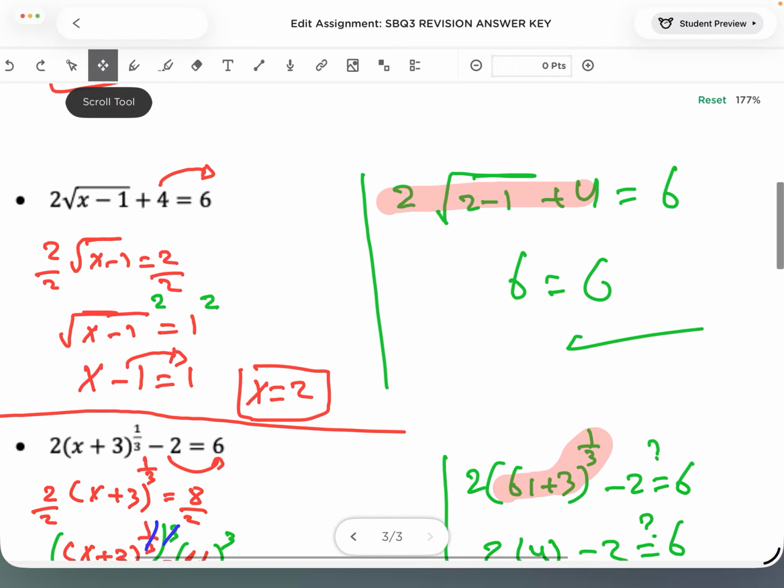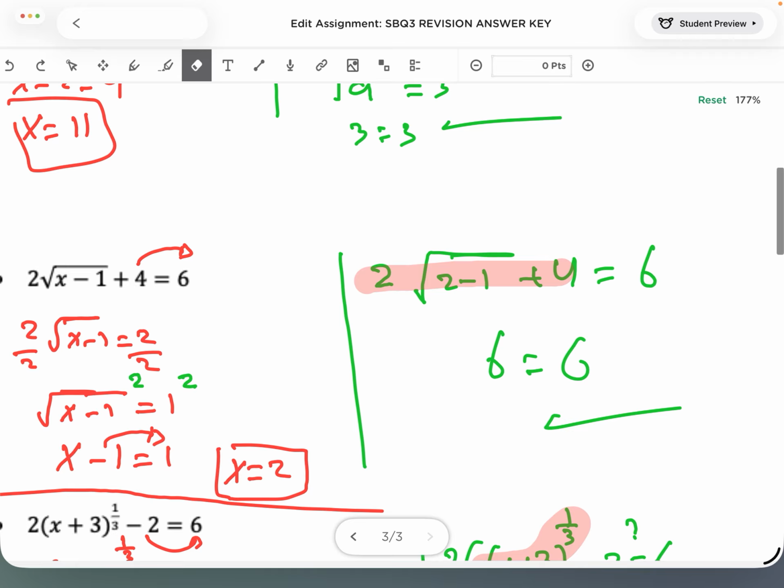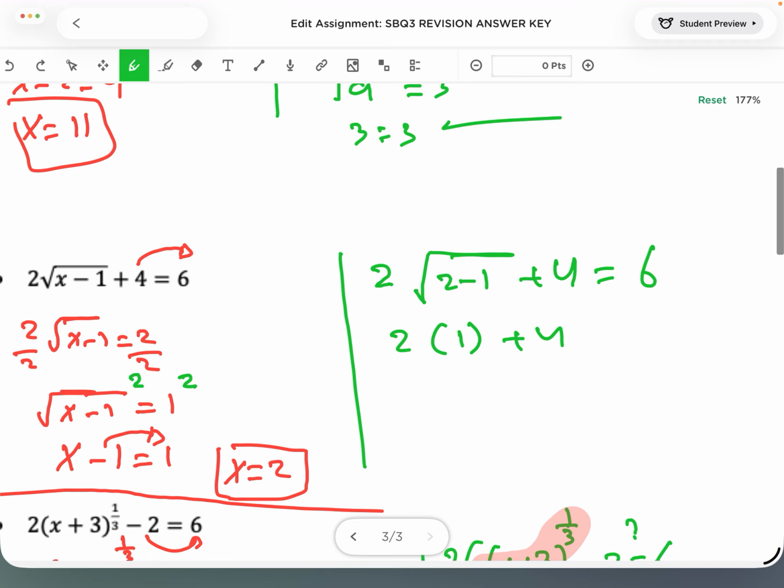Okay. Even this one, let us take it one by one. Let me take the square root of 2 minus 1. It will be 1. So I have 2 multiplied by 1 plus 4. Does it equal 6? 2 plus 4 equals 6. 6 equals 6, so it is correct.